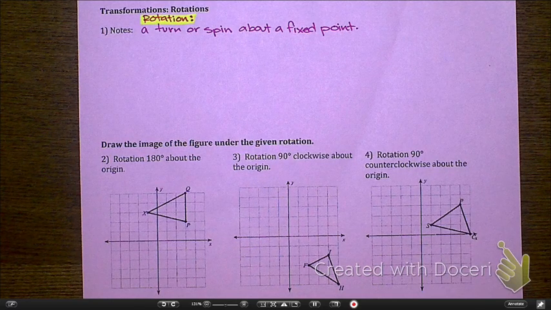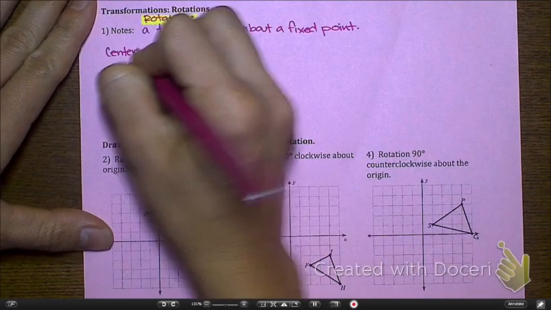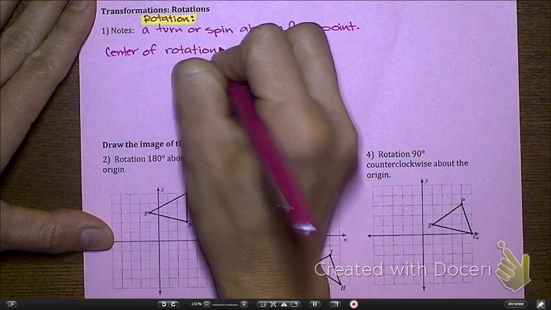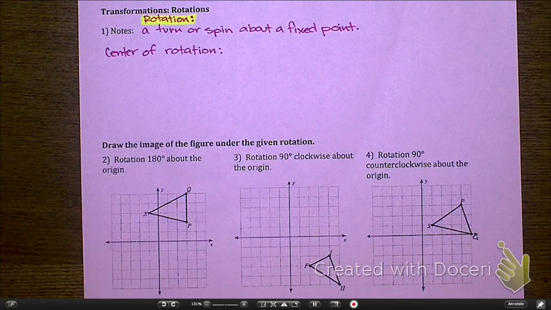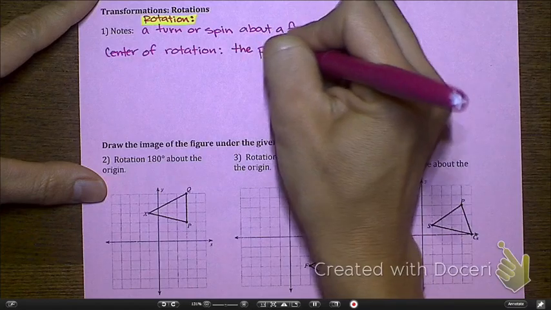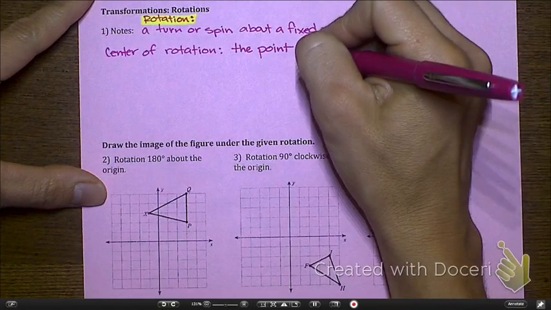Now, when we are rotating an object, we also have something called the center of rotation. It's important to know where our center of rotation is, the point that I'm turning the shape about. So the center of rotation is the point that we are rotating the figure around.